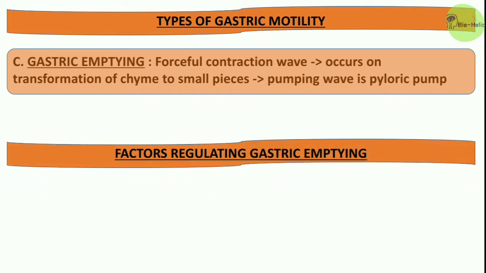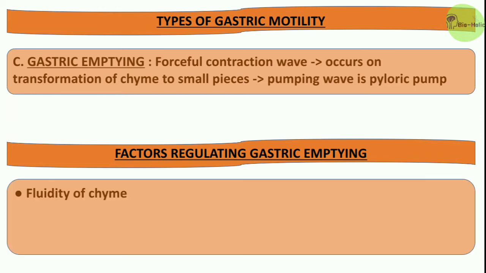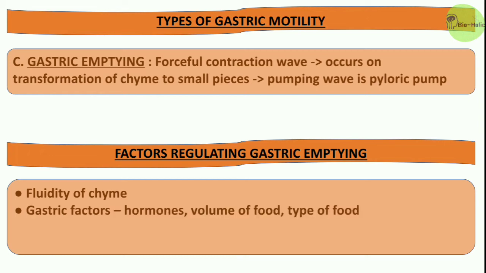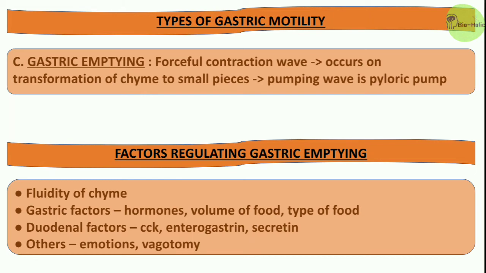So, which are the factors that regulate gastric emptying? There are many factors. Number one is the fluidity of chyme. The gastric factors include the gastric hormones, volume of food and type of food. The duodenal factors are CCK, enterogastrone and secretin. And there are also other factors which regulate it, namely the emotions and vagotomy.